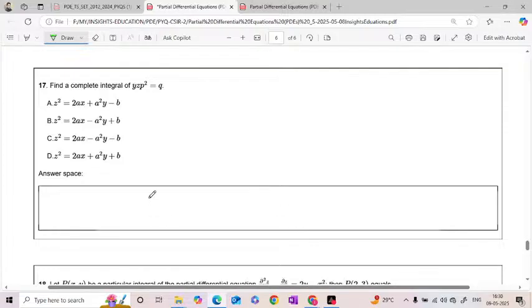Now find the complete integral of yz p square is equal to q. Now is it linear or non-linear or semi-linear or quasi-linear?